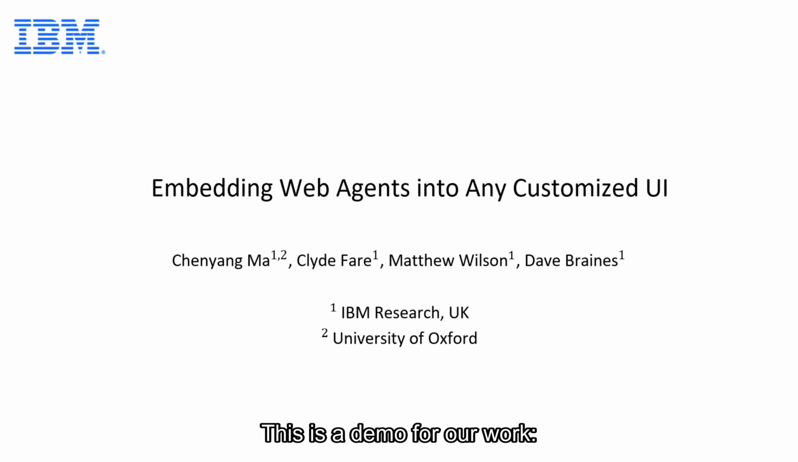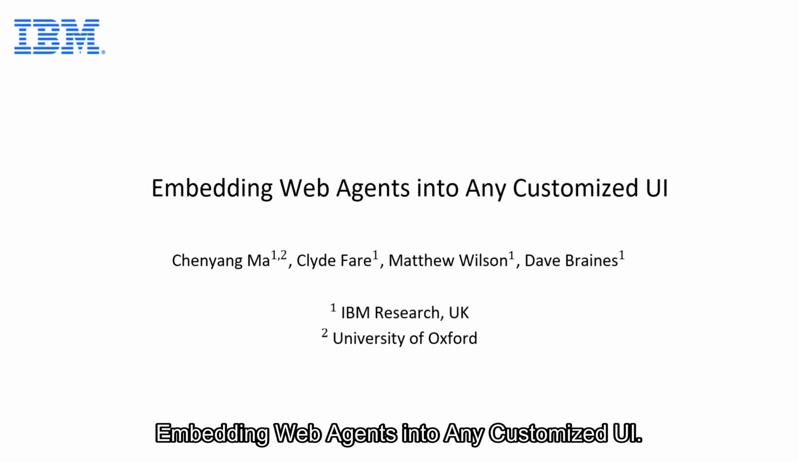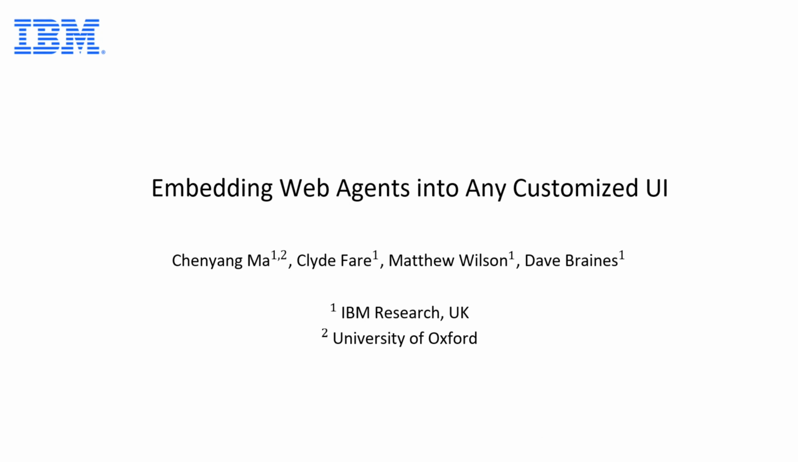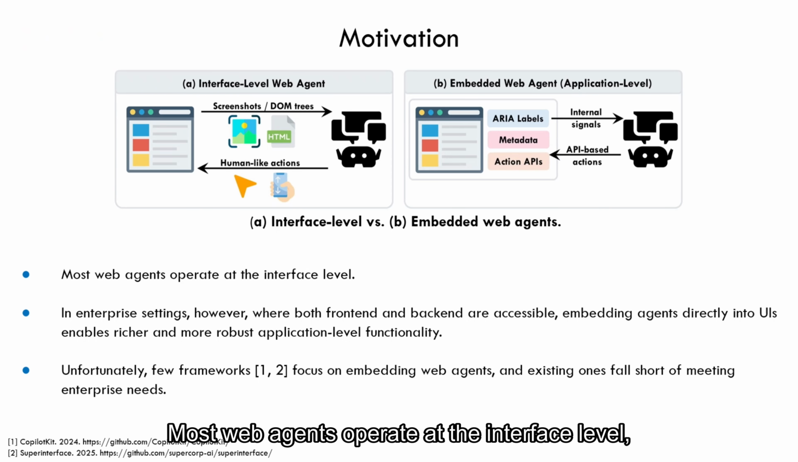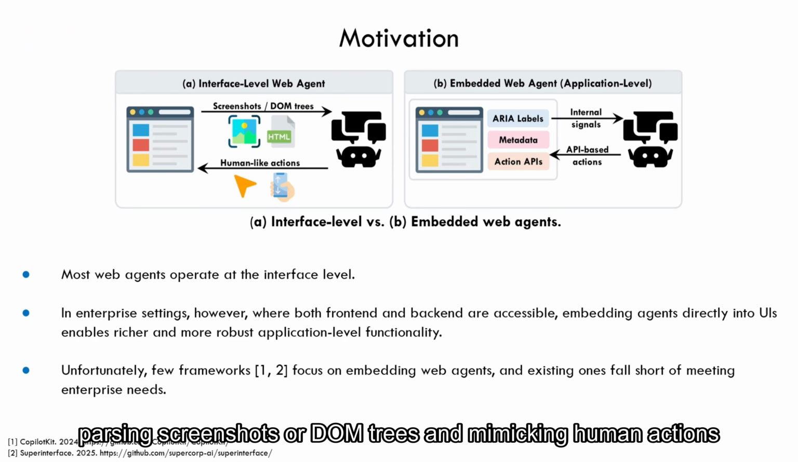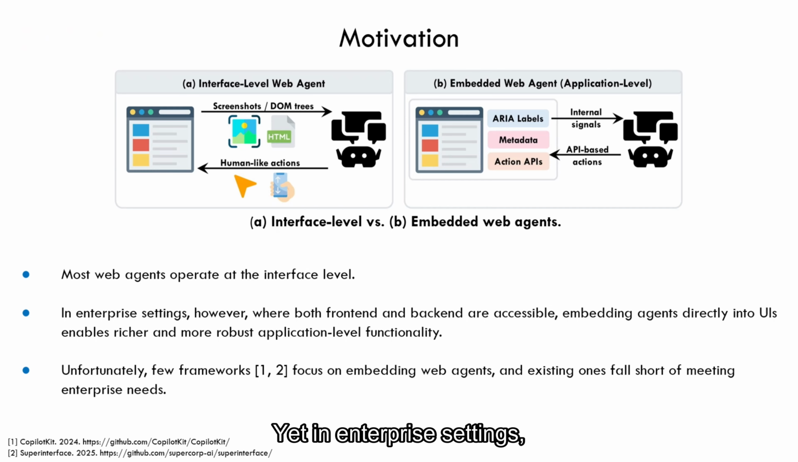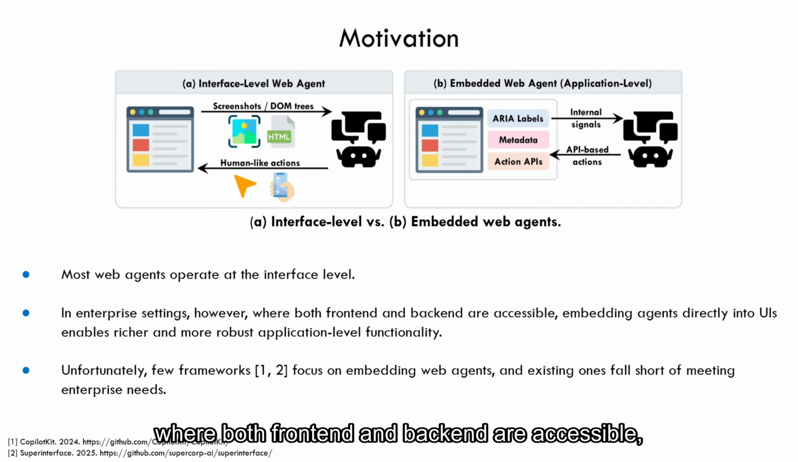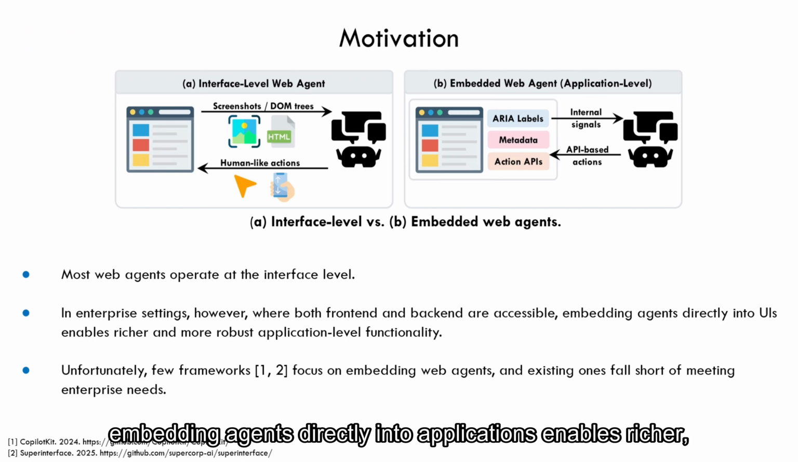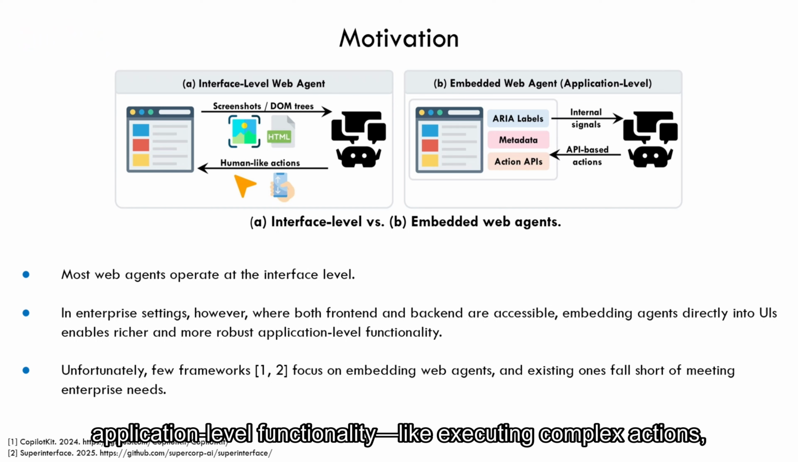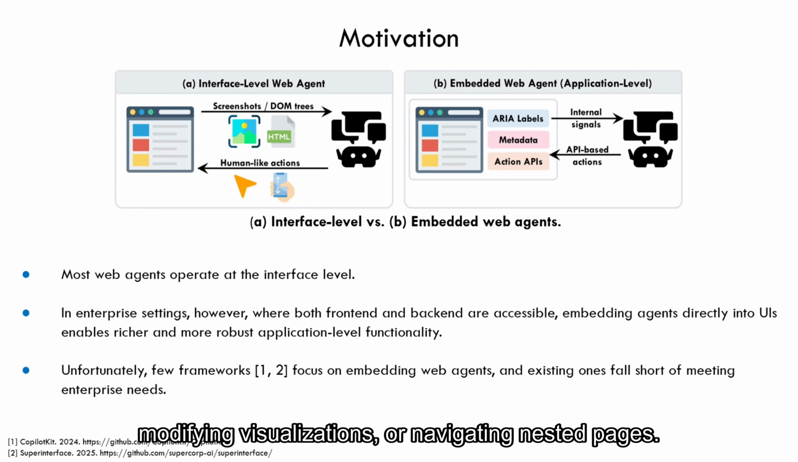This is a demo for our work, embedding web agents into any customized UI. Most web agents operate at the interface level, parsing screenshots or DOM trees and mimicking human actions without access to underlying application logic. Yet in enterprise settings where both front-end and back-end are accessible, embedding agents directly into applications enables richer application-level functionality, like executing complex actions, modifying visualizations, or navigating nested pages.